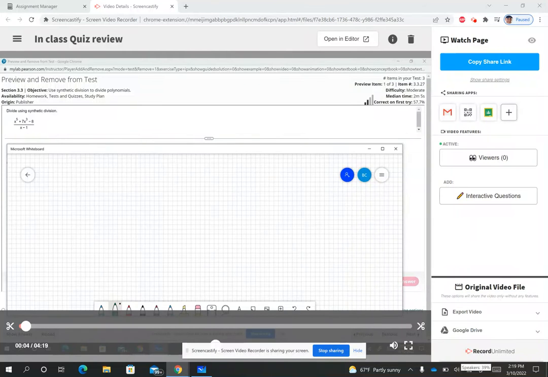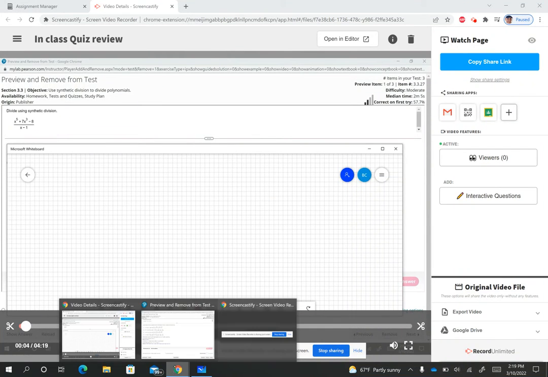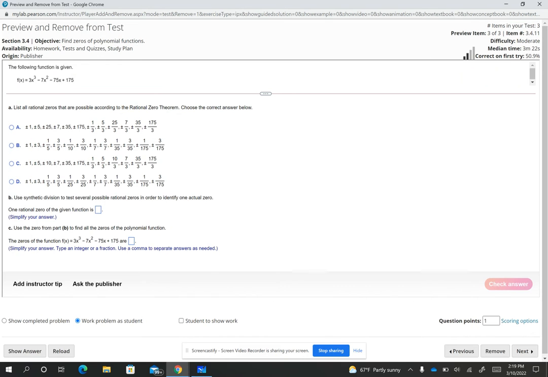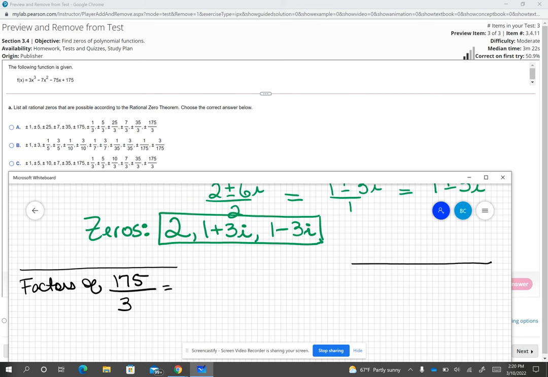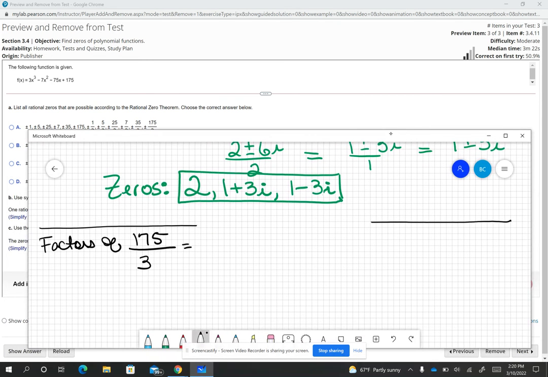Hey guys, we are going to go back in and do this next problem. We have to list all the rational zeros that are possible according to the rational zero theorem. So we have to have all the factors of 175 over the factors of 3. So that's what we're going to do. We're going to list all the factors of 175.